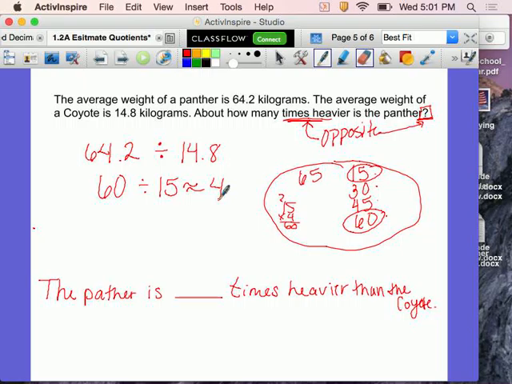So now I know that a panther is about, oh, see, I missed a key word. About 4 times heavier. Don't make that mistake. You need your estimating word in there so you can tell your readers that you estimated. It's not perfect. So the panther is about 4 times heavier than the coyote. So watch out for that when you're doing your homework tonight.